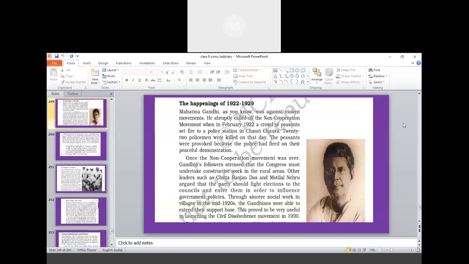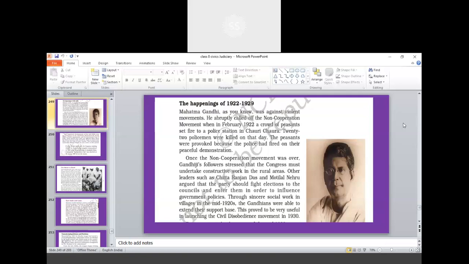The angry mob, the people who participated in the protest march, what did they do out of their anger or frustration? They locked a police station near Chauri Chaura and burnt that police station. 22 policemen were killed on that particular day because of the protest led by peasants. Now, the peaceful demonstration led by the peasants turned into violence and resulted in the killing of 22 policemen in Chauri Chaura.